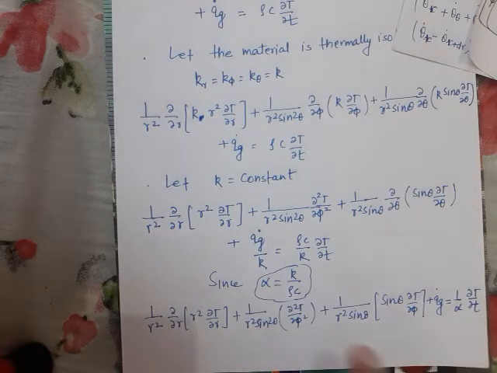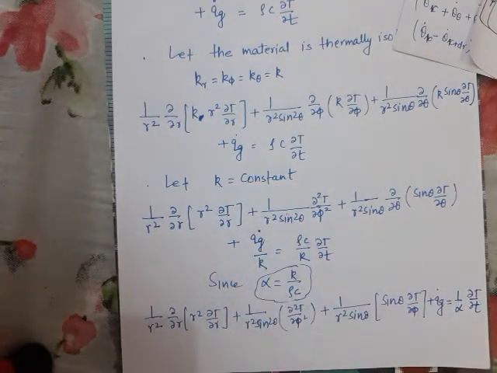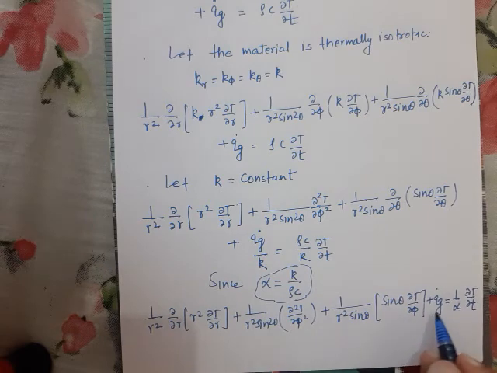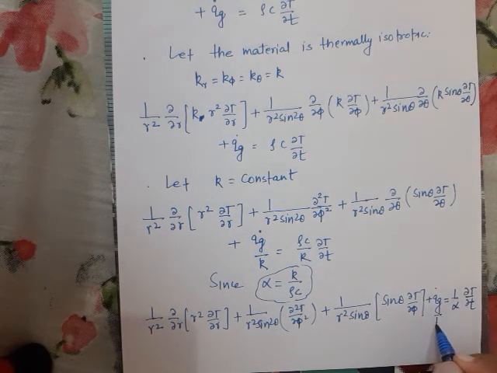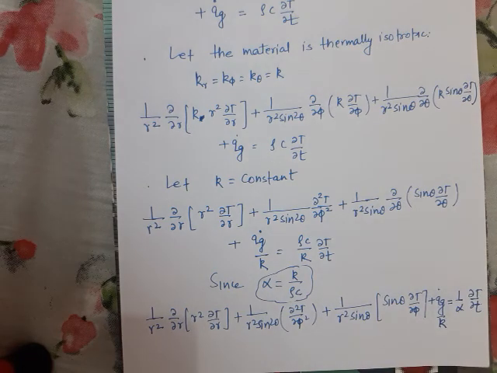This is the generalized heat conduction equation using certain approximations. Two approximations we have used: let the material be thermally isotropic and the thermal conductivity be constant. 1 upon r square del upon del r of r square del T upon del r, plus 1 upon r square sine square theta del square T upon del phi square, plus 1 upon r square sine theta d theta d phi, plus q dot g by k, is equal to 1 by alpha del T upon del t.